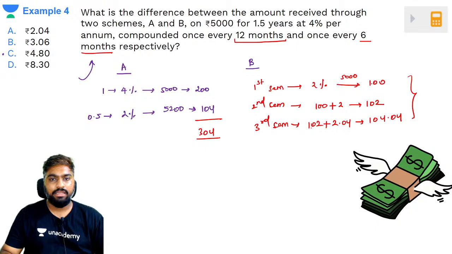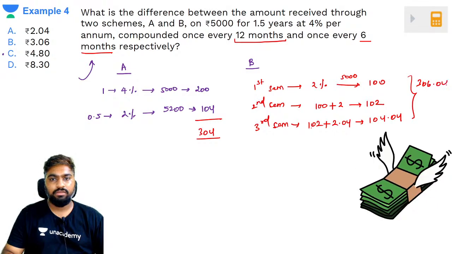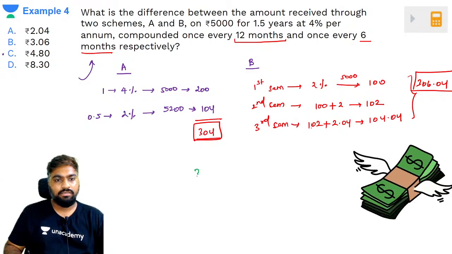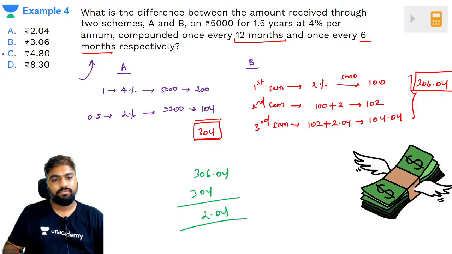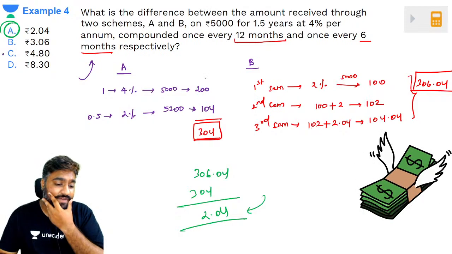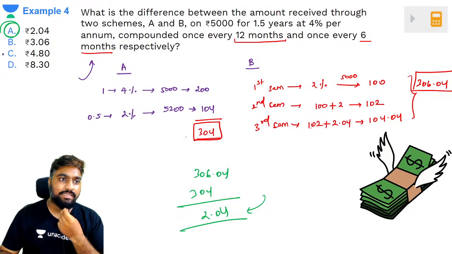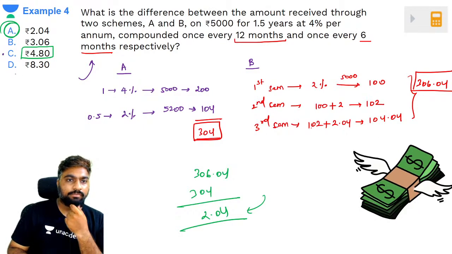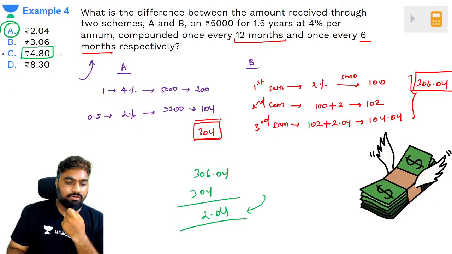So overall for scheme B, what is our interest? 306.04. Agreed? यहाँ पे 304 है, यहाँ पे 306.04 है. तो what is the difference? 306.04 minus 304 is 2.04 rupees. Yes, this question is actually faster if you do it like this. ये question आप ऐसे solve करोगे तो easy रहेगा. People who are getting 4.8, please check. 4.8 जिनको भी आ रहा है प्लीज चेक करो एक बार.